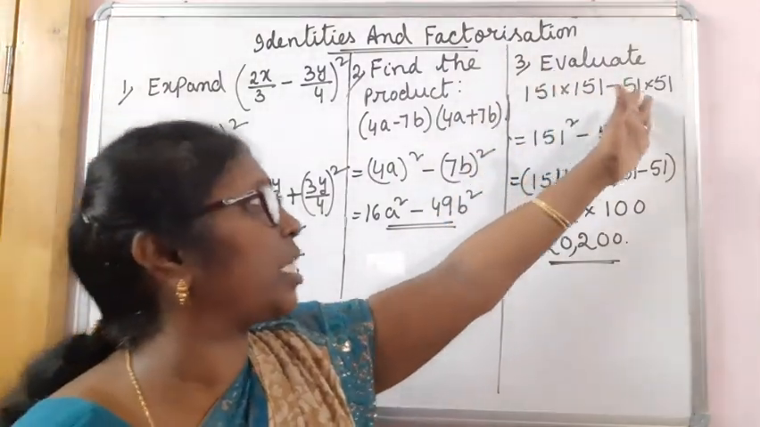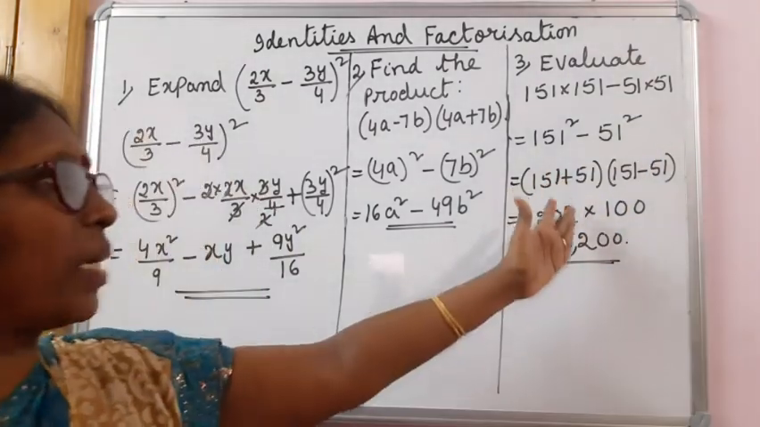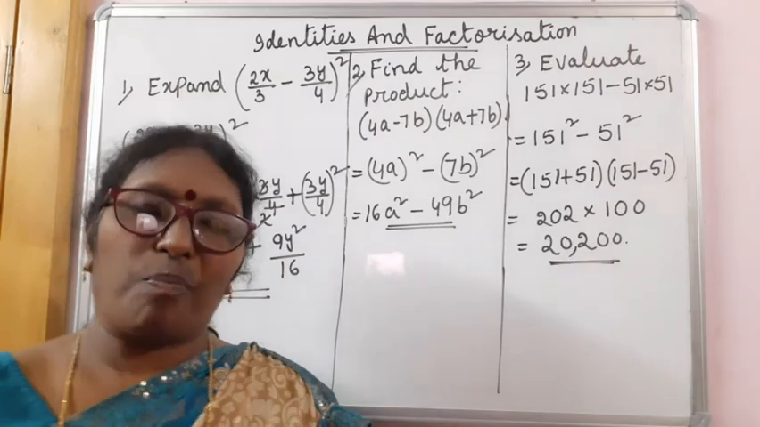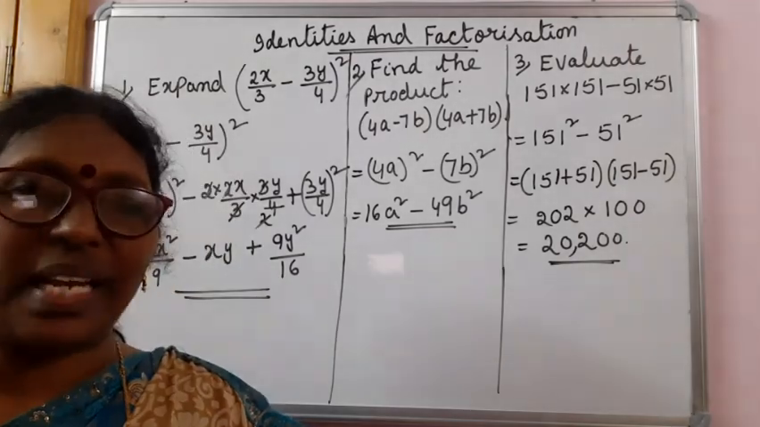Otherwise we have to do long multiplication of these two, the product, and then the subtraction. But see how easily we are able to find its value by using the identity. Okay? Thank you.